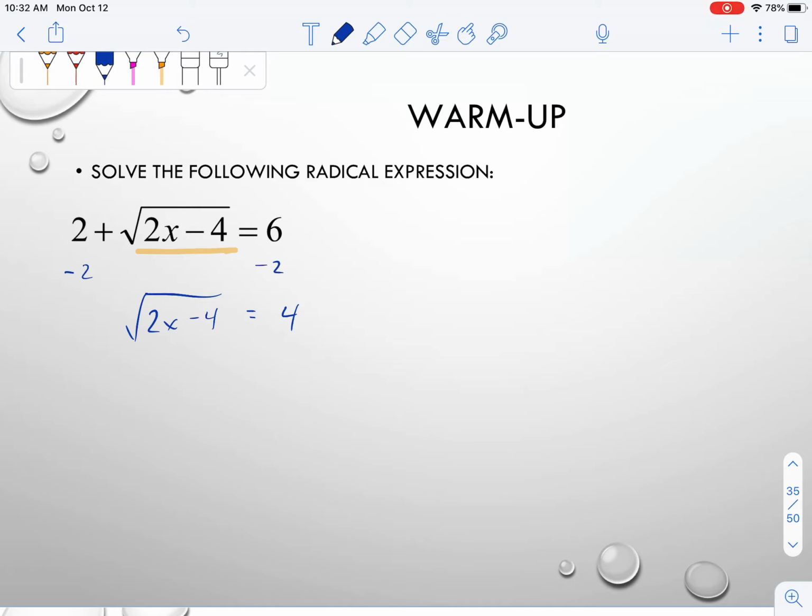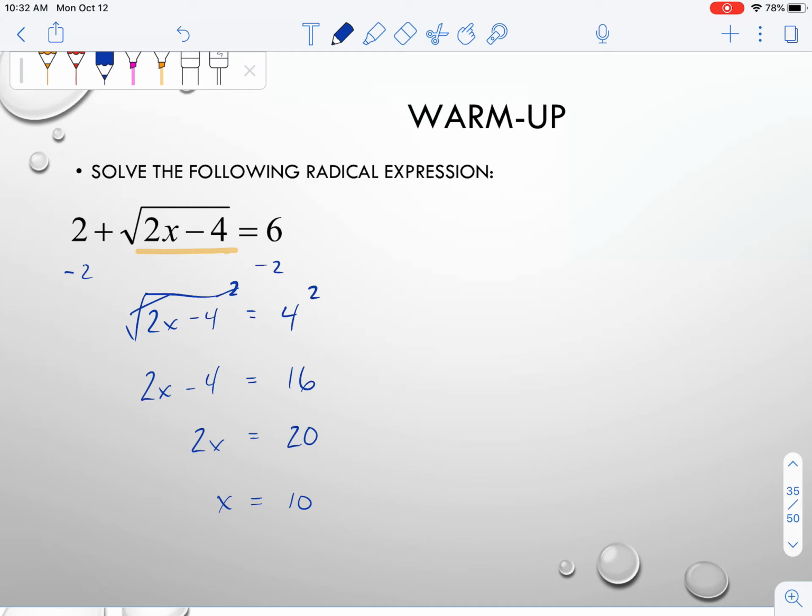Now I want to get rid of that square root. I'm going to get rid of it by squaring both sides of my equation. They're going to cancel on the left, leaving me with 2x minus 4 equals 4 squared, which is 16. Now I add 4 to both sides. I get 2x equals 20. I divide by 2, and I get x equals 10.